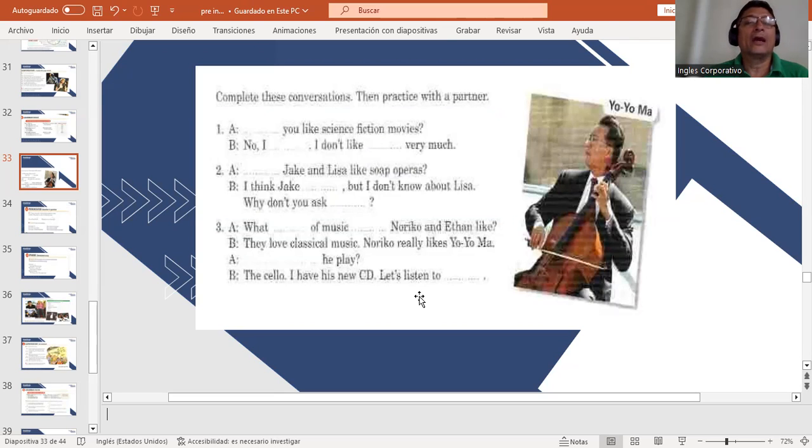Number three. What kind of music do Noriko and Ethan like? They love classical music. Noriko likes Yo-Yo Ma. What does he play? The cello. I have his new CD. Let's listen to it.